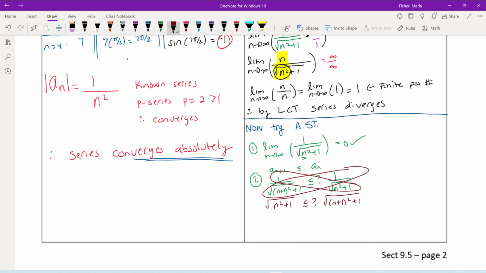If we raise both sides to the second power, we'd have n squared plus 1 less than or equal to n plus 1 squared plus 1. If we still couldn't realize it at this point, we know that at least our 1's would cancel from both sides. And now we're just looking at n squared less than or equal to n plus 1 squared. Is this true? Yes, n squared is going to be smaller than n plus 1 squared. Therefore, since our conditions were met, by the alternating series test, our series converges conditionally.